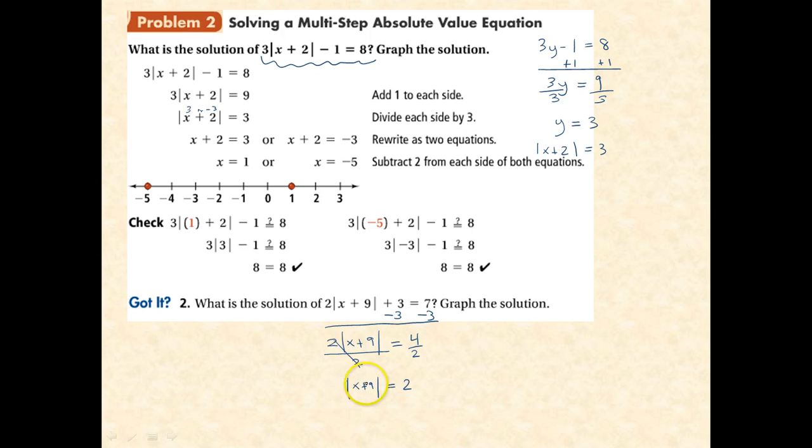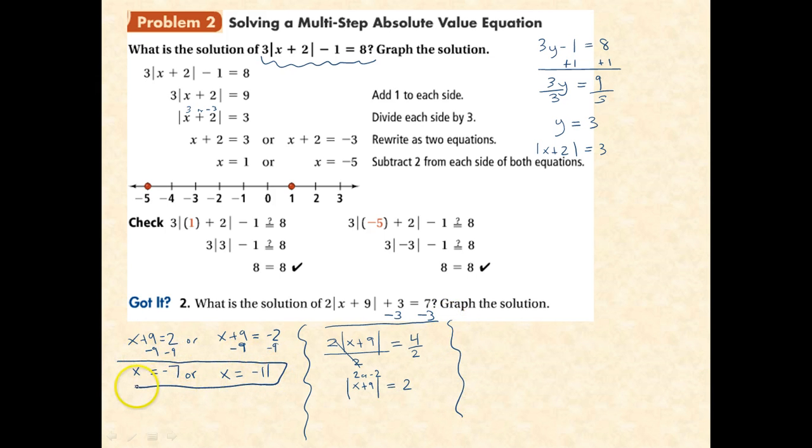Well, that means that x plus 9 has to equal 2 or negative 2. So x plus 9 can equal 2, or x plus 9 can equal negative 2. Subtract 9 from both sides. You get x equals negative 7, or subtract 9 from both sides, and you get x equals negative 11. Now I want to plug those into my original equation and make sure they work before I just say, I'm done because I'm awesome.